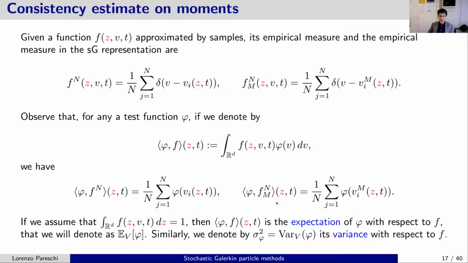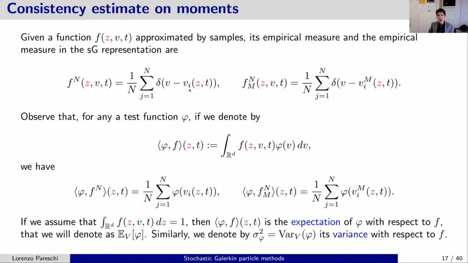Can I ask a question? Yeah, sure. So the F^N is the stochastic Galerkin? Yes, exactly. So what do you mean by empirical measure? Because usually you have moments, no? You don't have, I mean, this is what you know, just the particles, okay?